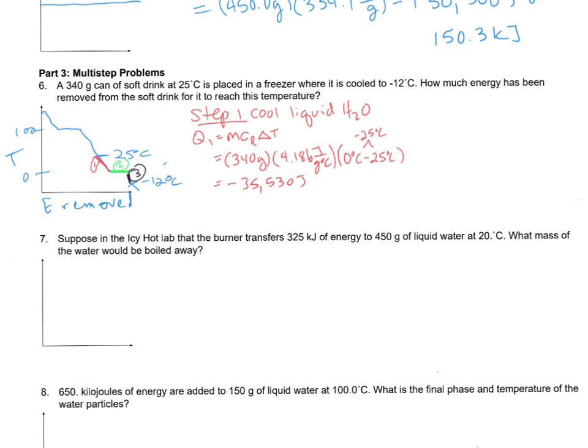All right, now I'm going to switch colors again because we're going to do step 2. Now step 2, I'm going to take that liquid water that I've now cooled down to 0 degrees, and I'm going to turn it into ice. So step 2 is freezing.